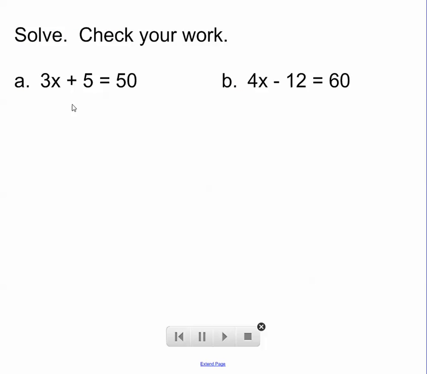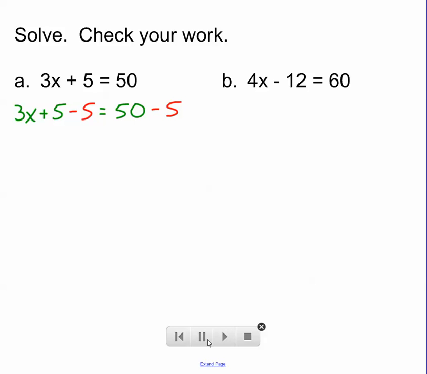We're going to do several examples here. We're going to solve these and we're going to check our work. So here's what we're going to do. We want to get x by itself. The first thing I want to do is get rid of that 5. So what we're going to do is rewrite the equation, and I'm going to subtract 5 from both sides.